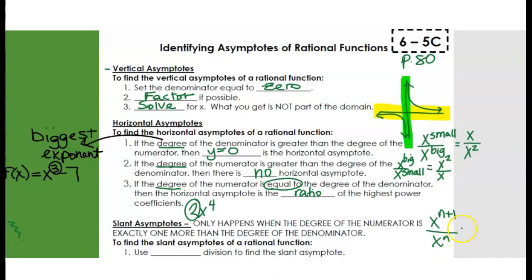So what might be an example? X to the power of 4 over what? X to the power of 3. So do you see how the numerator's exponent, the degree, is 1 more than the denominator? So this would cause a slant asymptote. And to find a slant asymptote, you actually have to do the division that's in the function. Most of the time that is a long division. And you typically ignore any remainder that you might get when you do that division.